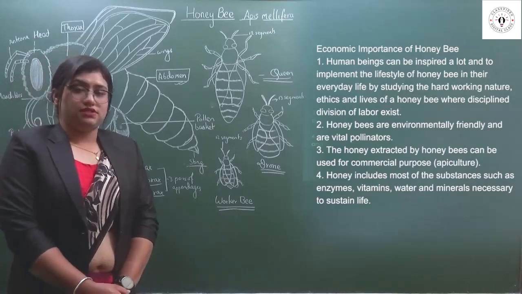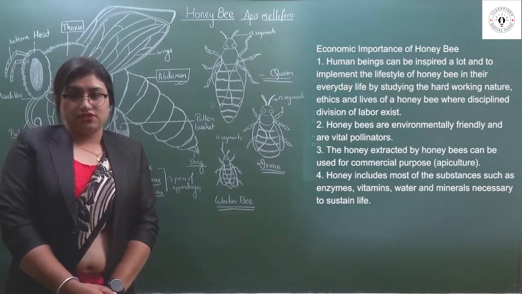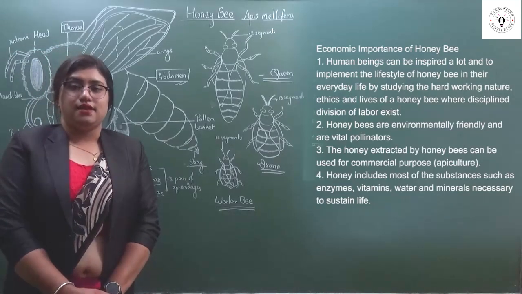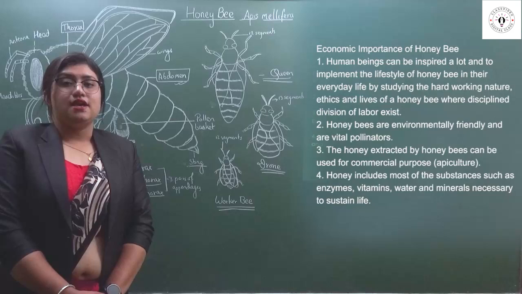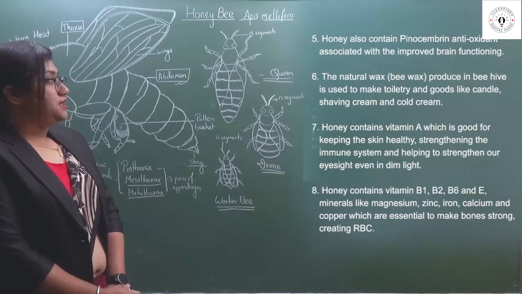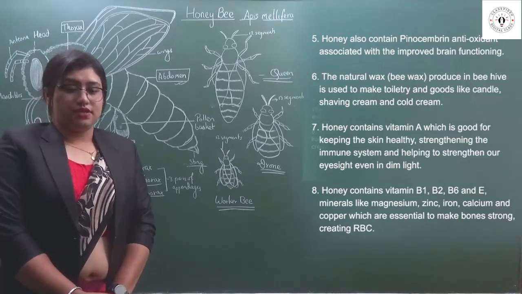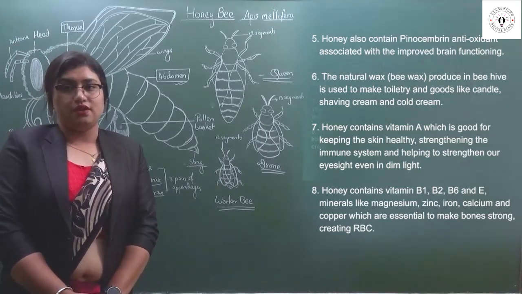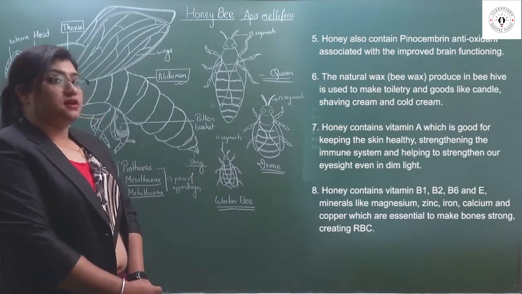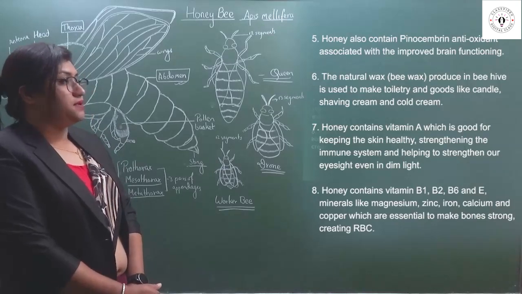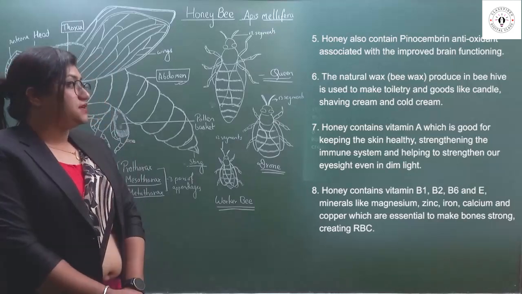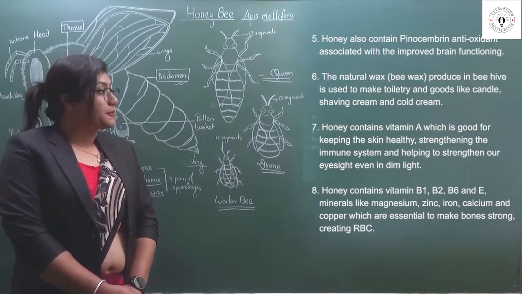Now, honey includes substances such as enzymes, vitamins, water, and minerals which are mainly necessary for sustaining life. So that's why taking honey is one of the best foods ever. Next, honey also consists of pinocembrin, which is useful in improving the functioning of our brain. Next, the natural wax or the bee wax produced in the beehive is used in making toiletries and goods like candles, shaving creams, and cold creams.